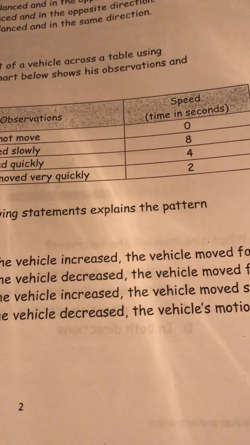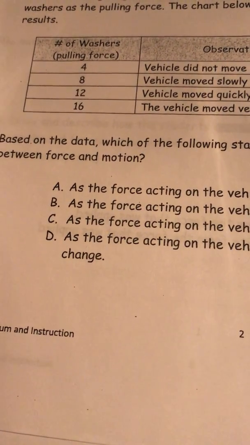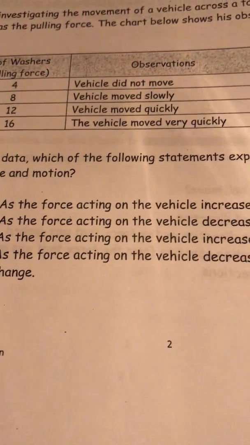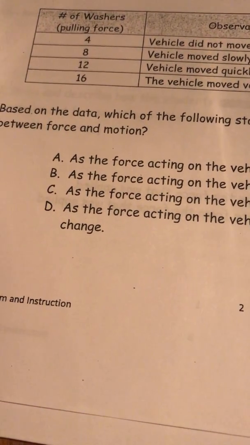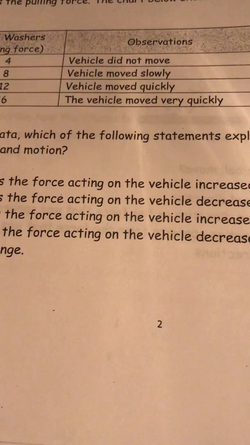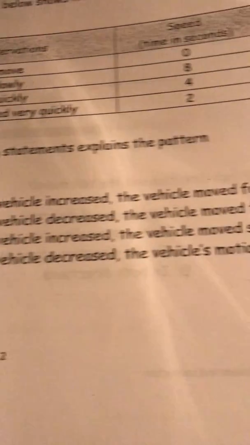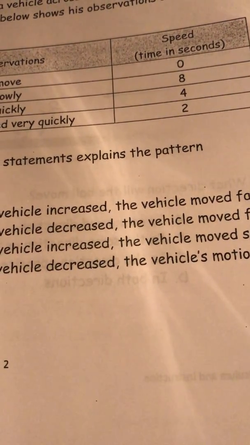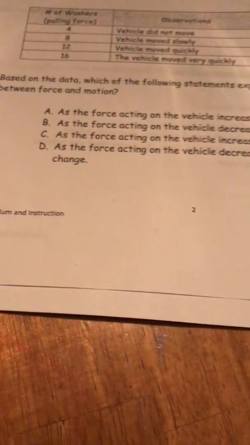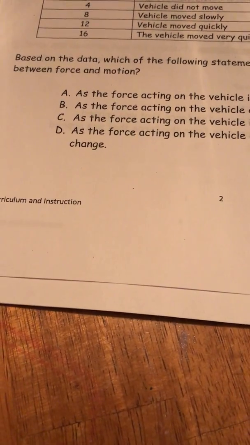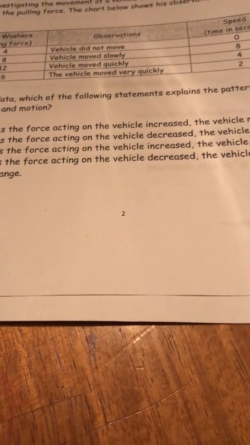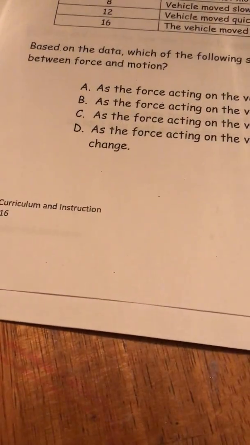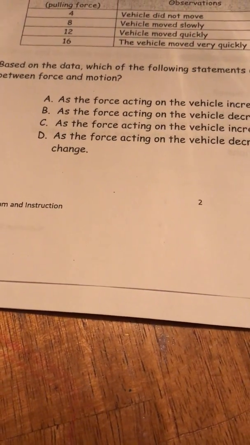8, the speed was 8. 12 washers, the vehicle moved quickly, the speed was 4. 16 washers, the vehicle moved very quickly, speed was 2. Based on the data, which of the following statements explains the pattern between force and motion?